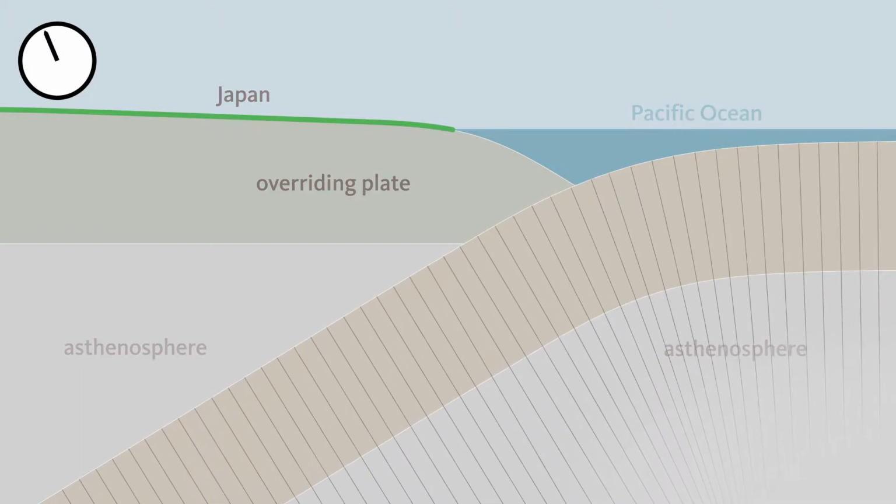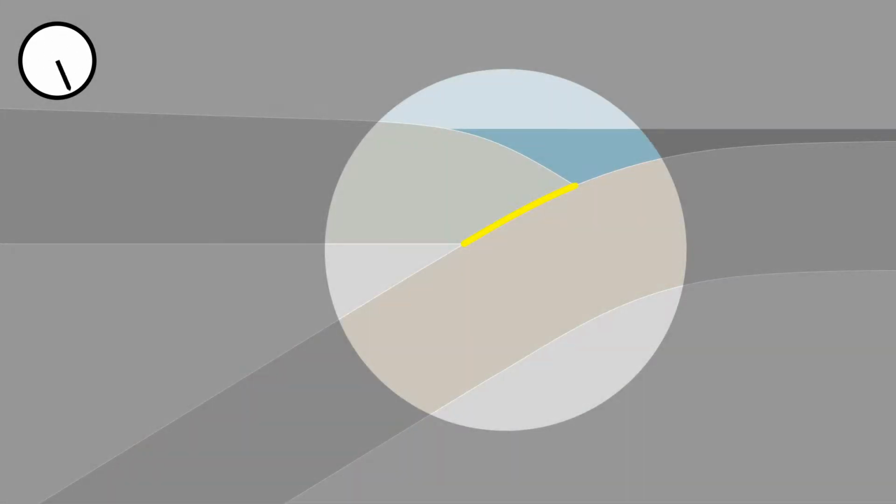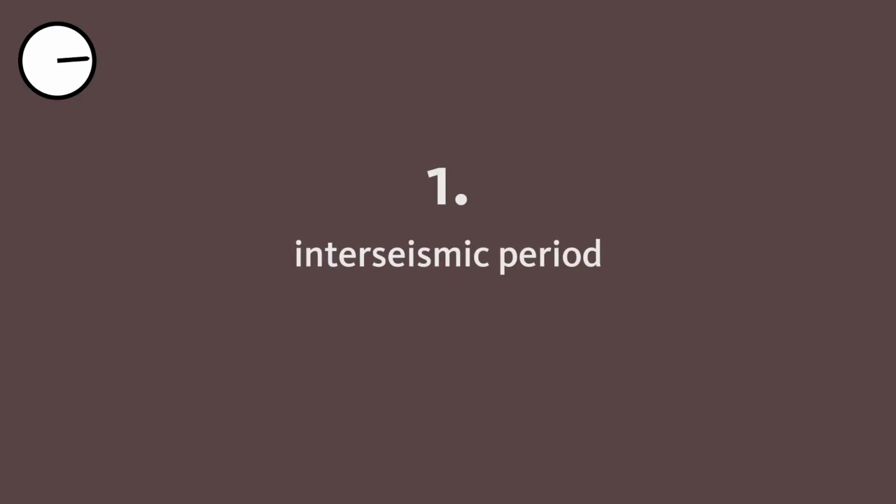To see how earthquakes fit into this picture, we zoom in on the region around the plate contact, and we also slow down our clock to focus on processes occurring over much shorter timescales. When we do this, we can recognize 4 distinct stages of earthquake cycle deformation.